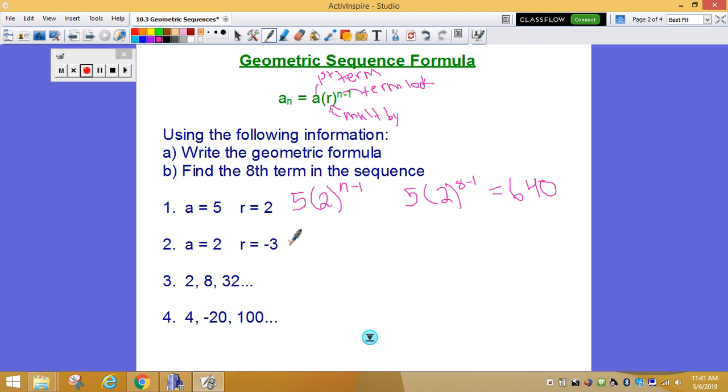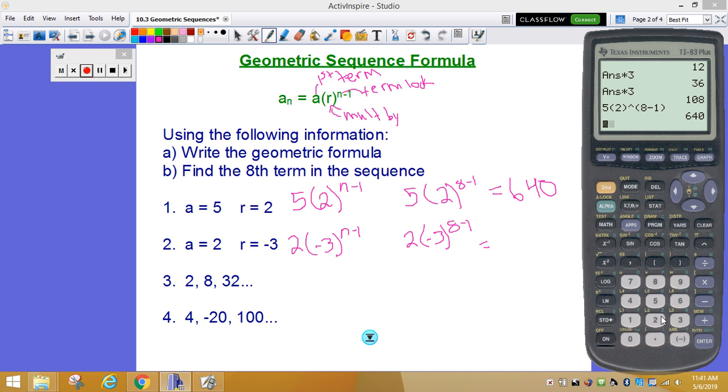All right, let's do another one. A is 2, R is -3. It's raised to the N minus 1. That's the geometric formula. To find the 8th term, I'm going to plug in an 8 minus 1. So again, let's see what that's going to look like. So 2, parentheses, -3, raised to the, and in parentheses I'm going to put 8 minus 1. So the 8th term is -4,374.